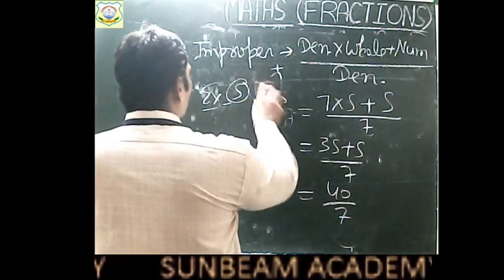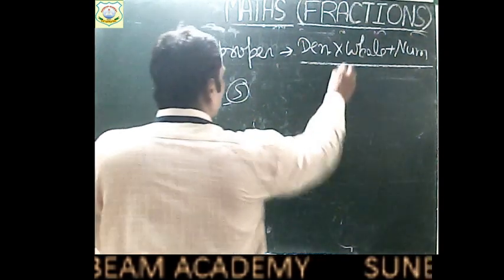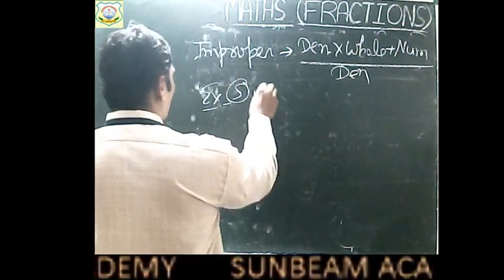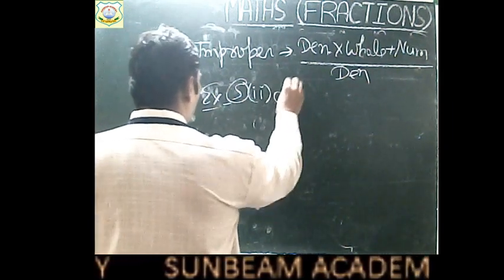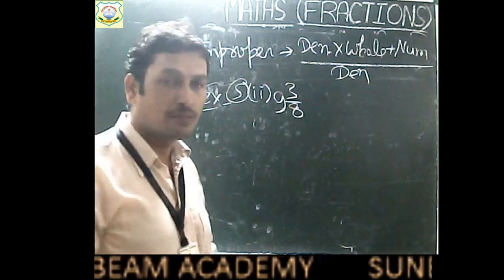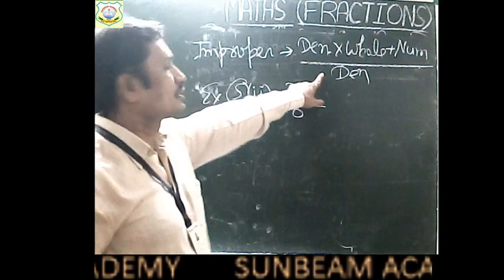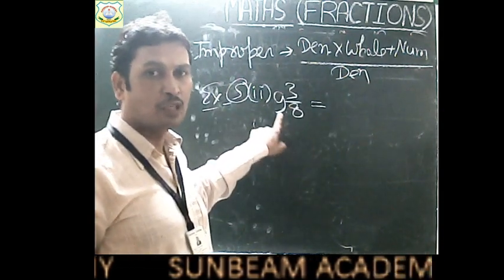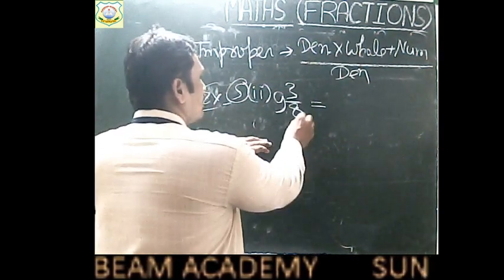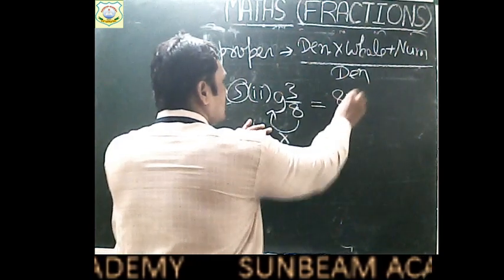Let us take another example, children. Write the formula here. See the second part, 9 whole and 3 by 8. Right children? So again apply the formula. Start from the denominator, multiply the denominator with the whole number. Firstly multiply 8 into 9.